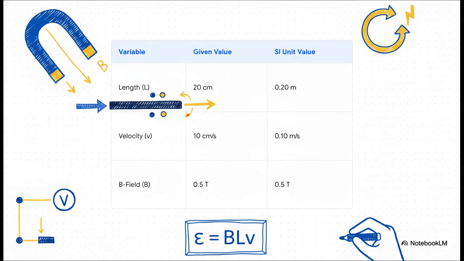SI units. No excuses. 20 centimeters becomes 0.20 meters. 10 centimeters per second becomes 0.10 meters per second. The B field is already in Tesla, so that's fine. Now we're ready to plug and chug.